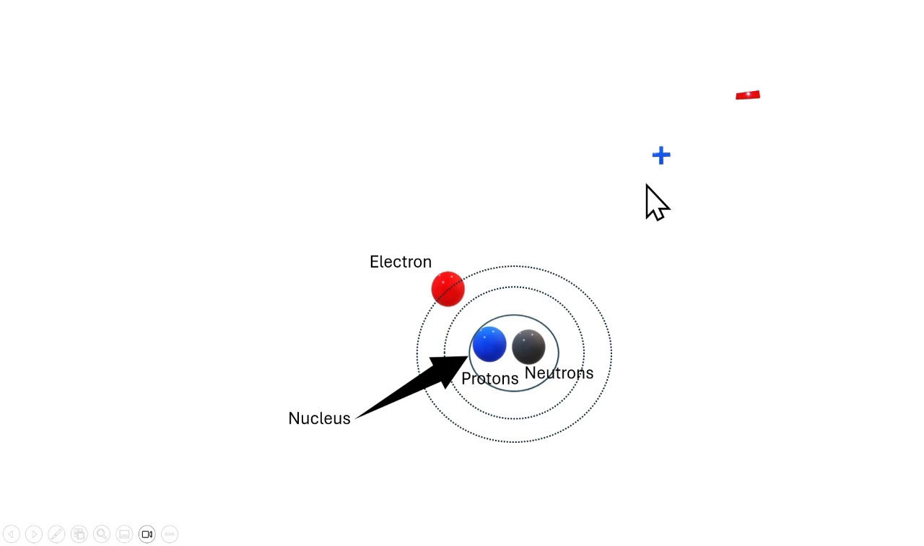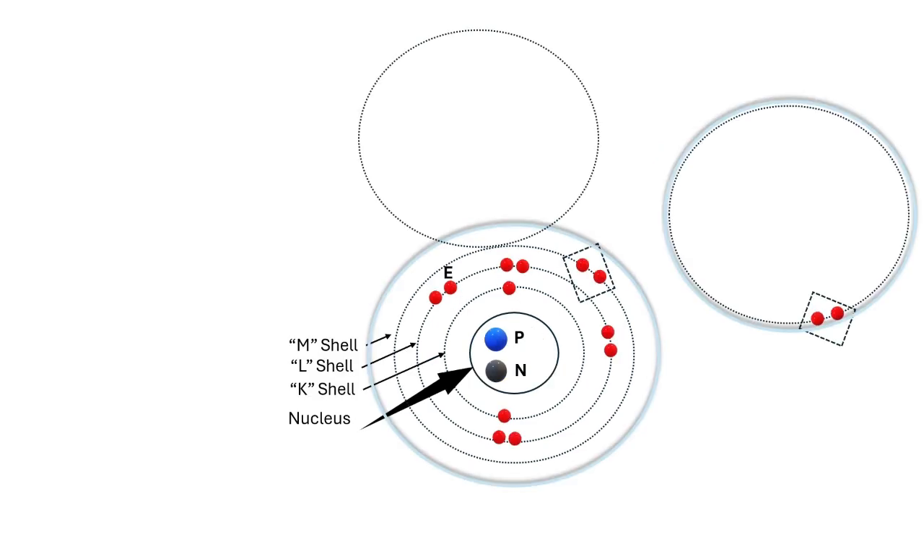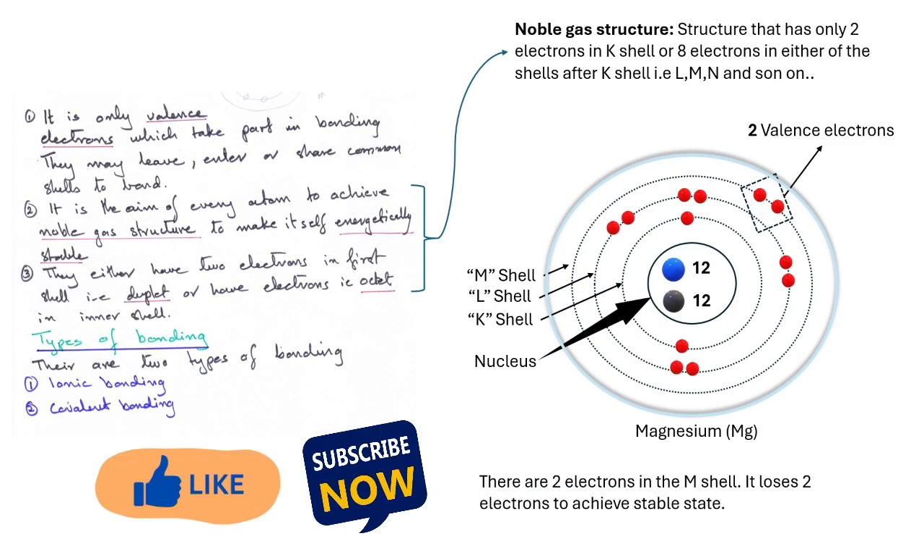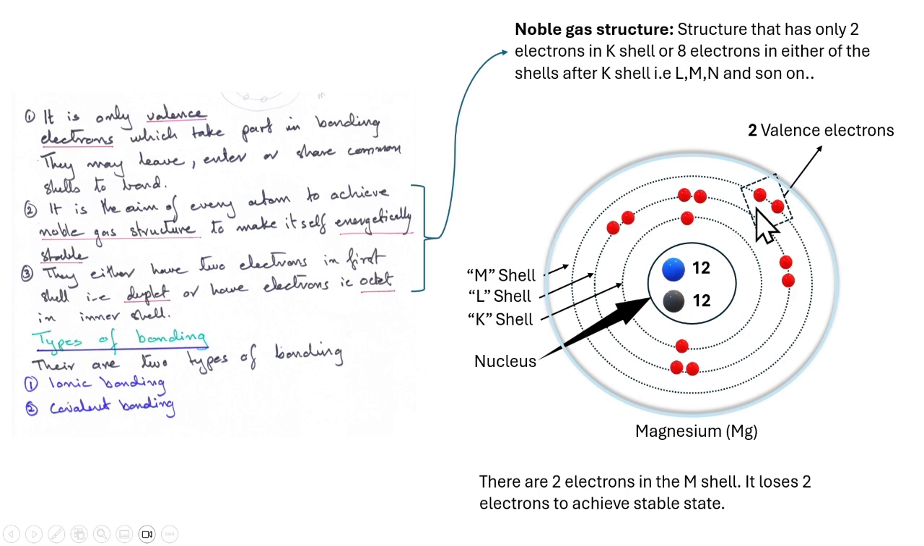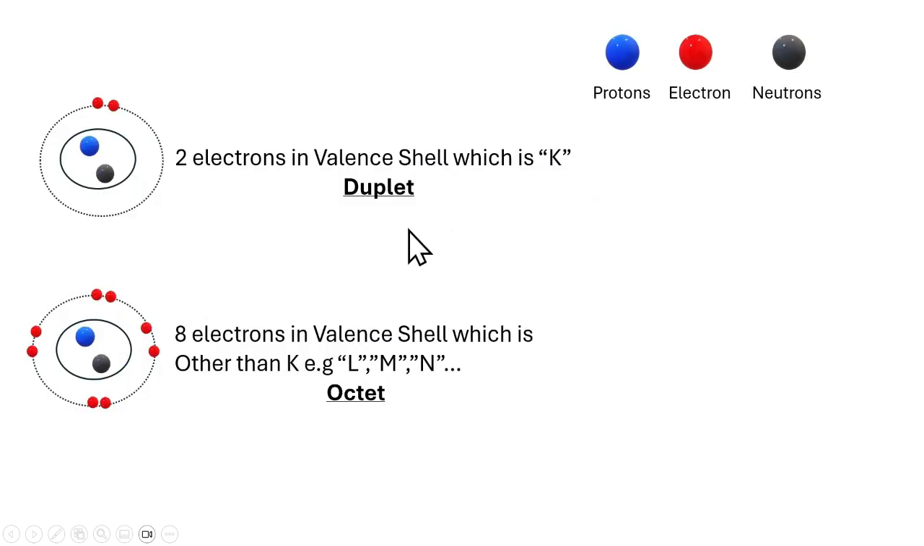When we talk of bonding, actually these are the electrons which are going to enter the atom or leave the atom. So it is only the valence electrons which take part in bonding. You know that valence electrons are the electrons in the outermost orbit. It is the aim of every atom to achieve noble gas structure to make itself energetically stable. They either have 2 electrons in first shell, that is duplet, or have 8 electrons, that is octet.